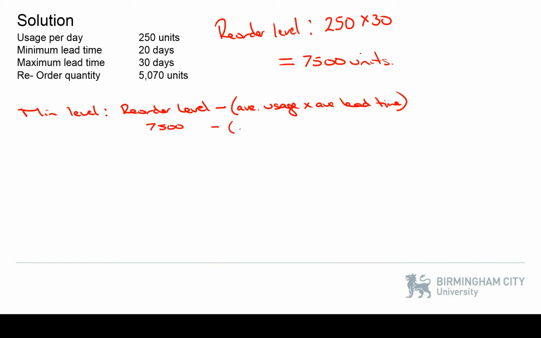Average usage, we only have one usage figure, so we have to use that. Average lead time we can work out. We have a minimum and a maximum lead time. So to average those two figures, add them together and divide by 2. So our average lead time, 25. So that gives us 1,250 units as a minimum.